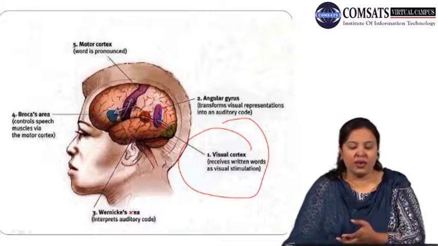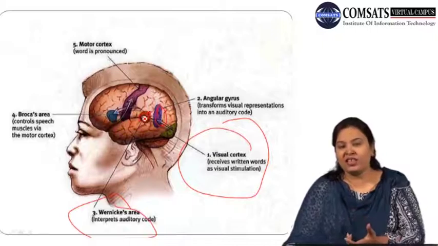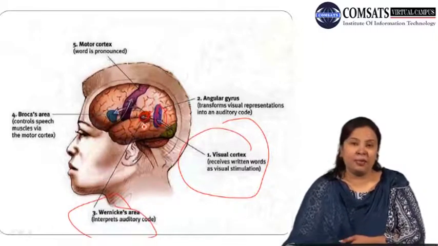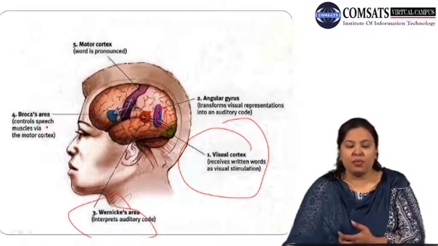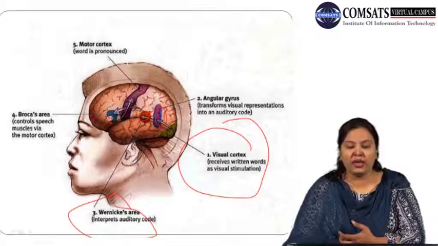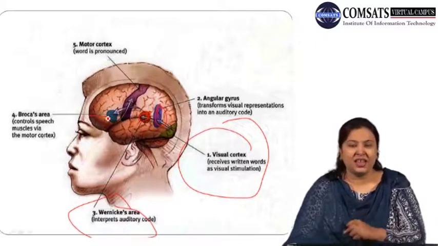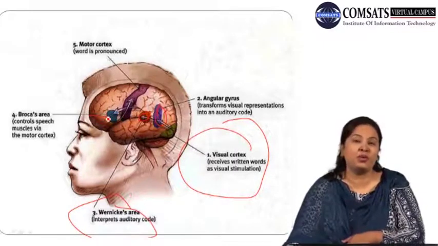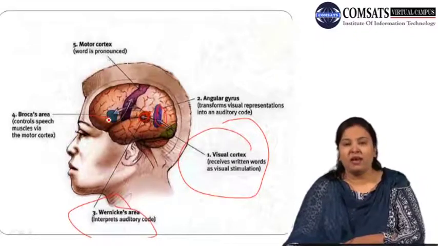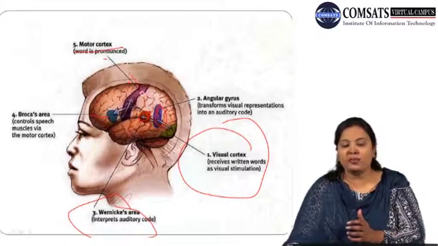And again, we have Wernicke's area over here. This is Wernicke's area. What is the responsibility of Wernicke's area? It interprets and understands the auditory signals. Then we have Broca's area over here. What does it do? It controls speech muscles. All these organs which are responsible for speech production are controlled by Broca's area with the help of the motor cortex. Finally, the motor cortex is with the help of which a word is pronounced.